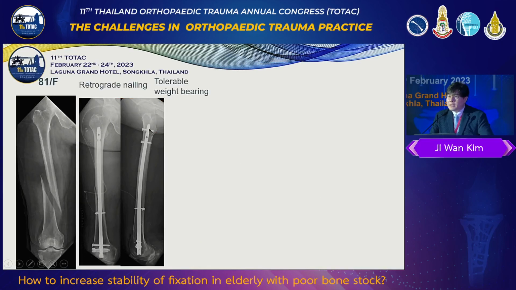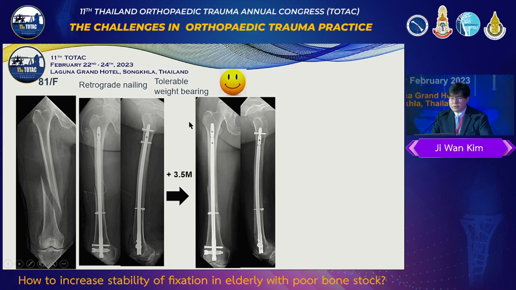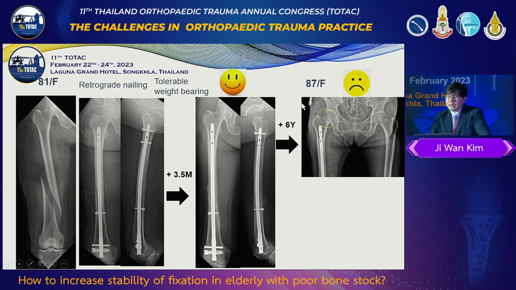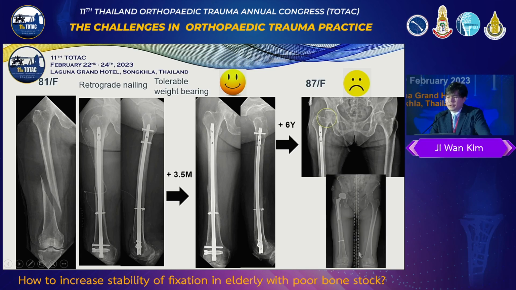Let's move to the second case, an 81 years old female. Distal femur fracture. Wiring made the reduction, and retrograde nailing was done. How about that? Only tolerable weight bearing is permitted. It looks very nice. A couple of months later, she acquired bone union. However, 6 years later, she slipped down again. Her age is 87 years old, female. A femur neck fracture has occurred. So I had to remove the retrograde nail and then do hemiarthroplasty like this one.